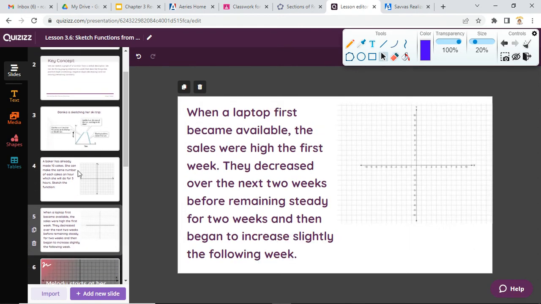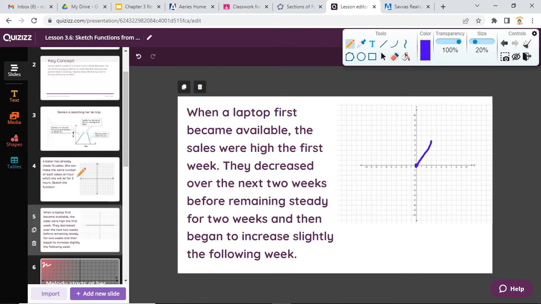All right, next one here. When a laptop first became available, the sales were high the first week. They decreased over the next 2 weeks before remaining steady for 2 weeks and then began to slightly increase the following week. All right, so our laptop sales, think about it. Before a laptop was for sale, they couldn't sell anything, right? So we're going to have to start at 0 here. So the sales are high the first week, meaning I am going to want to increase pretty steeply for a little bit here.